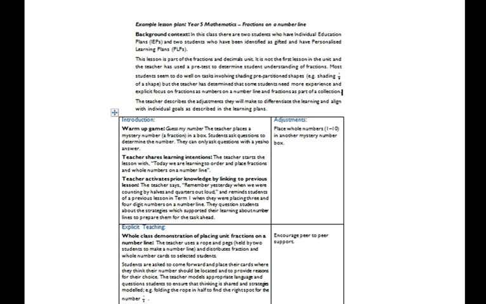We see that there's an introduction with a game, there's a sharing of the learning intentions, an activation of prior knowledge, and an adjustment made with some students using whole numbers as opposed to the fractions that are used by other students in the class. In the explicit teaching phase, the teacher's using fraction cards and a rope and pegs to demonstrate how we order and compare fractions on a number line.